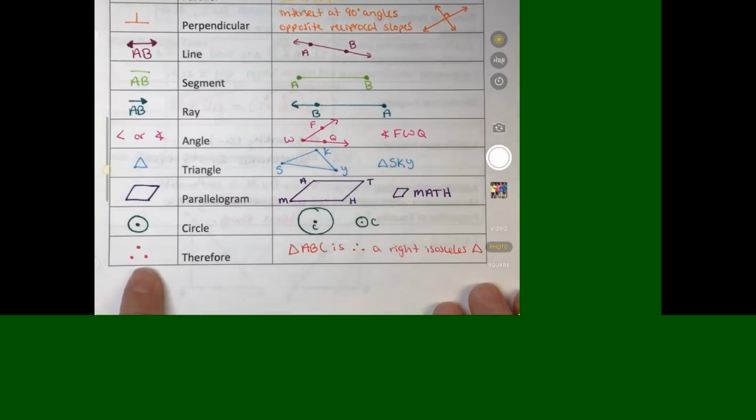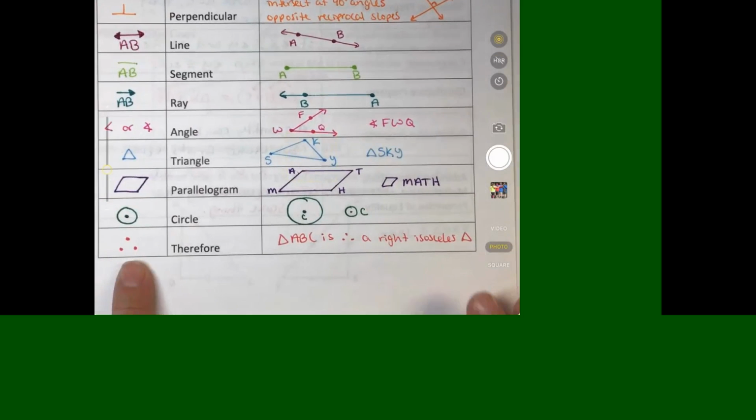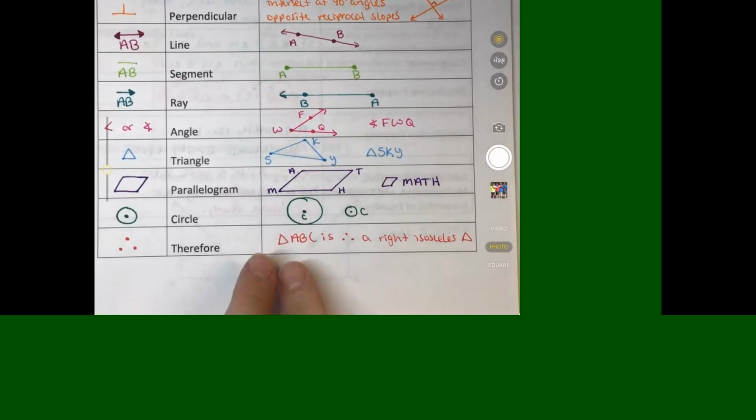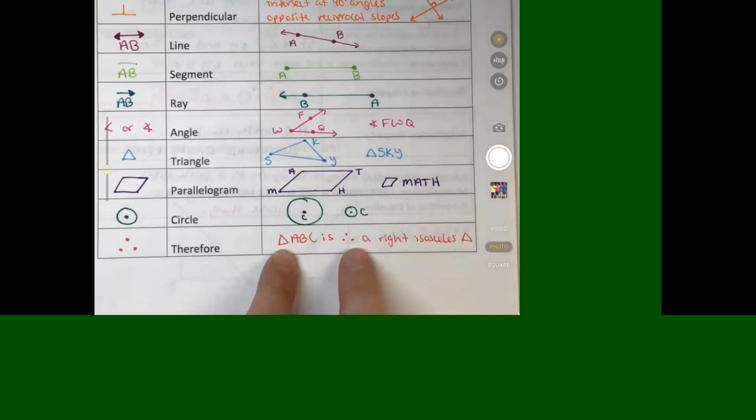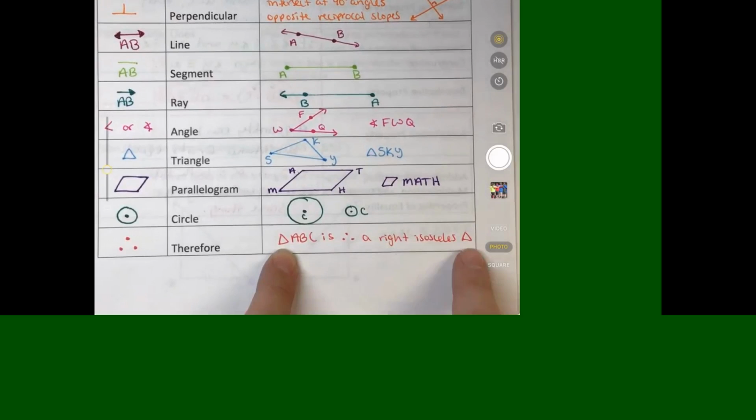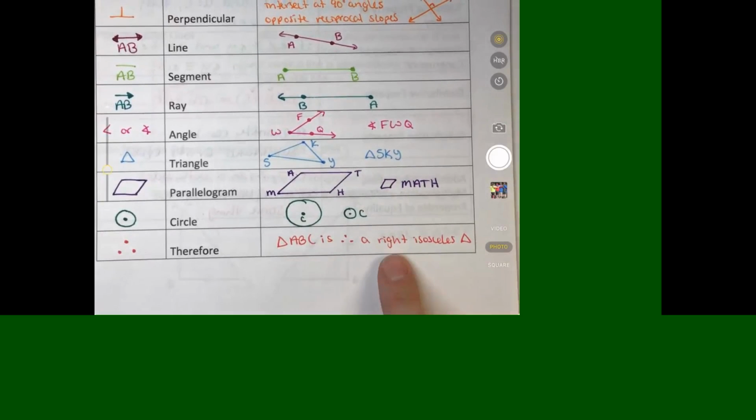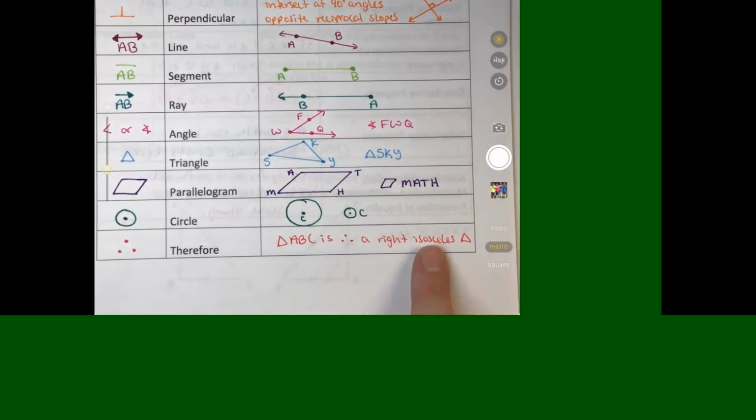So when you're looking at a triangle and you say triangle ABC is therefore a right isosceles triangle, it usually means that you're proving something. So you're showing me, oh yeah, it had a right angle, had two perpendicular lines that made a right angle. And then you said, oh yeah, and two of the sides were equal.